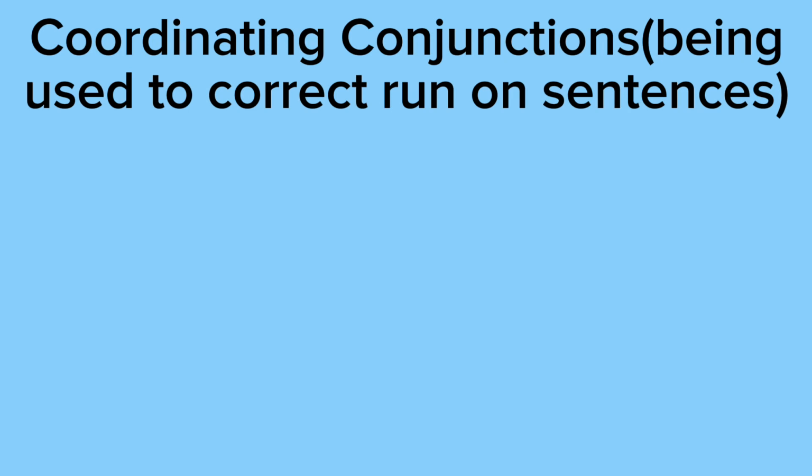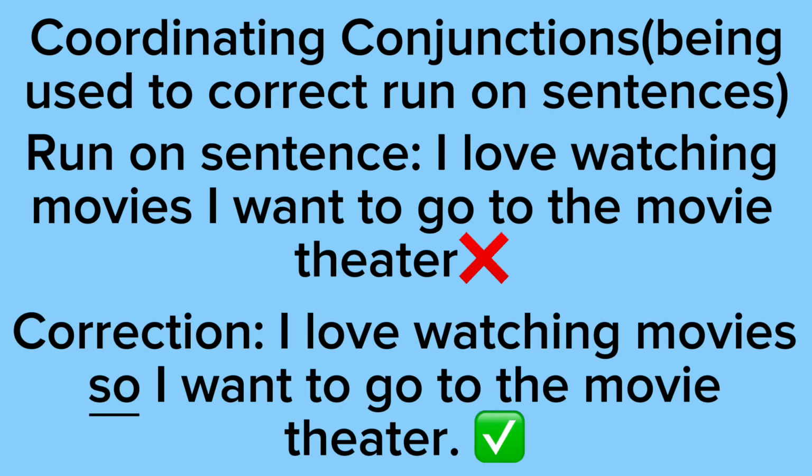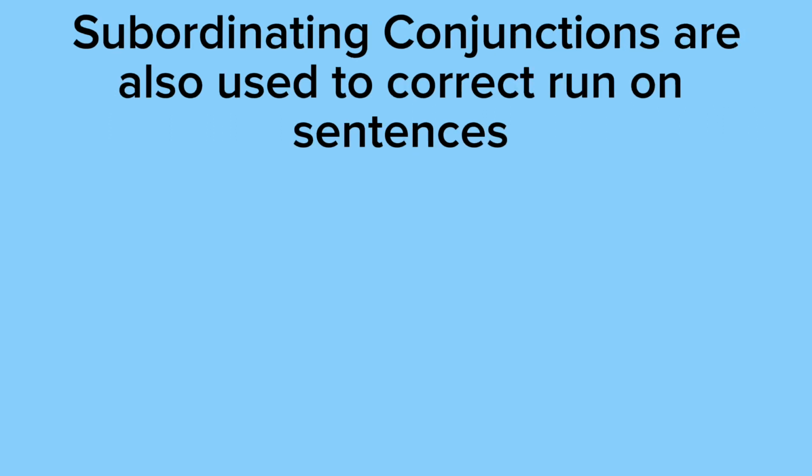Next we have coordinating conjunctions being used to correct run-on sentences. Our run-on sentence says, "I love watching movies, I want to go to the movie theater." As you can see, there's no pause, there's no punctuation. So the correct way of saying this would be, "I love watching movies, so I want to go to the movie theater." As you can see, so is the coordinating conjunction in this sentence, and it is being used to connect both of the clauses in the sentence.